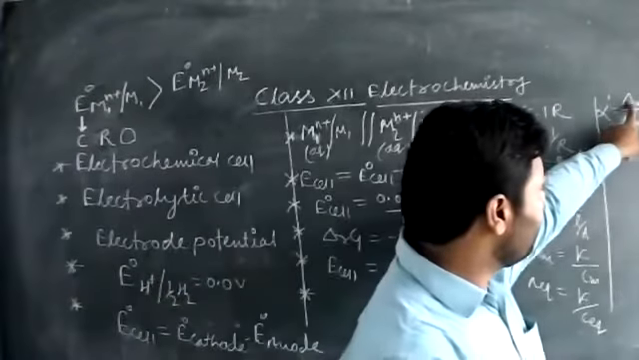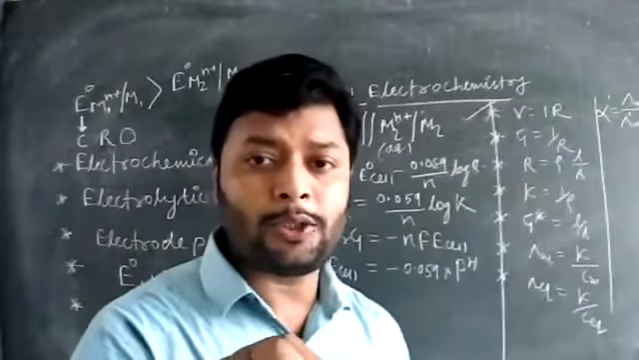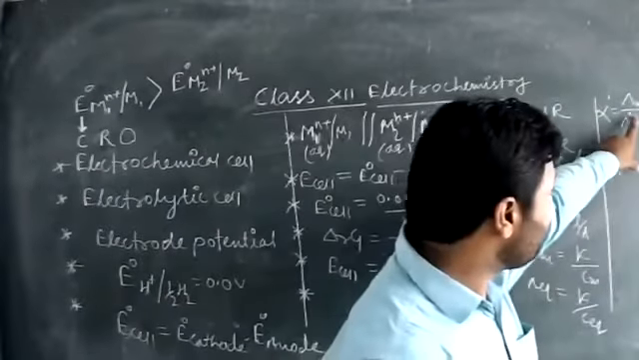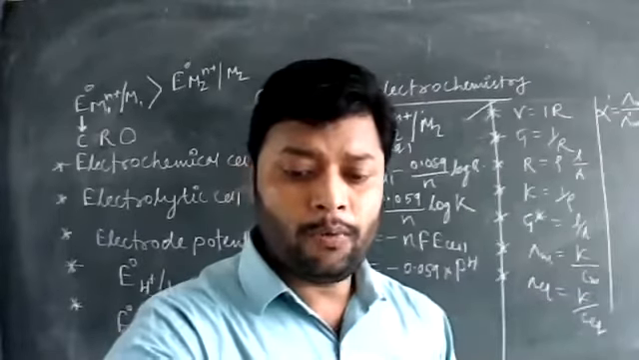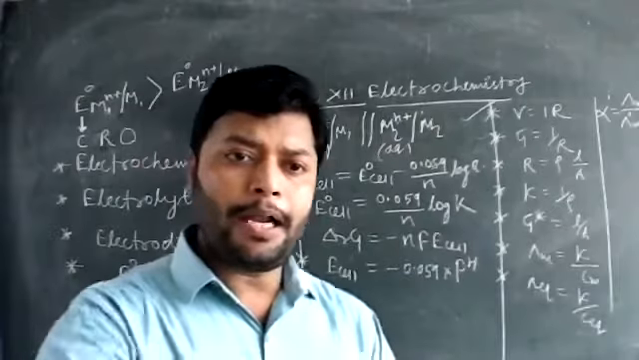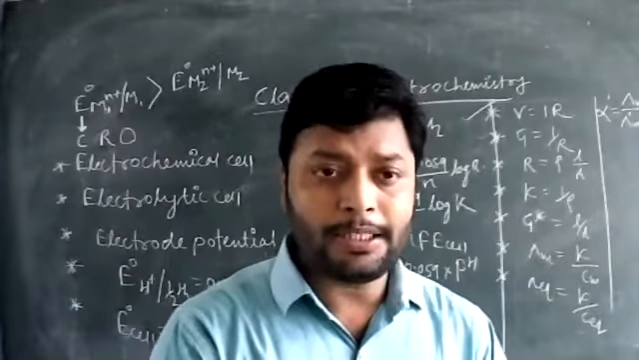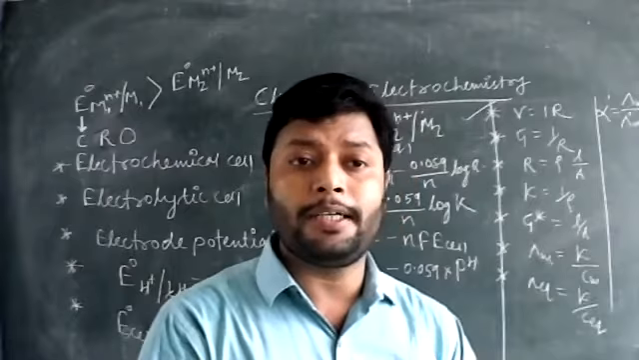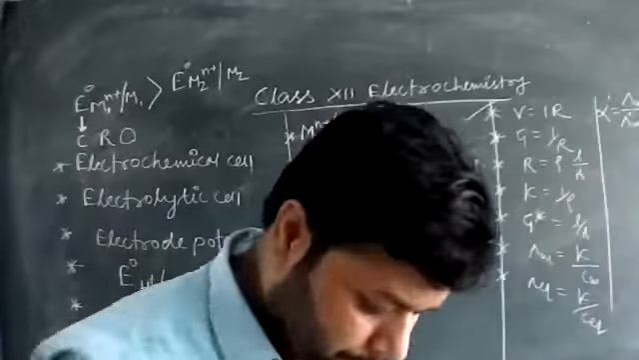That is indicating lambda m and lambda m naught, where lambda m naught indicates the limiting molar conductivity. Limiting molar conductivity means the maximum molar conductivity for any given electrolyte. For any given electrolyte, what is the maximum molar conductivity? That is called the limiting molar conductivity.